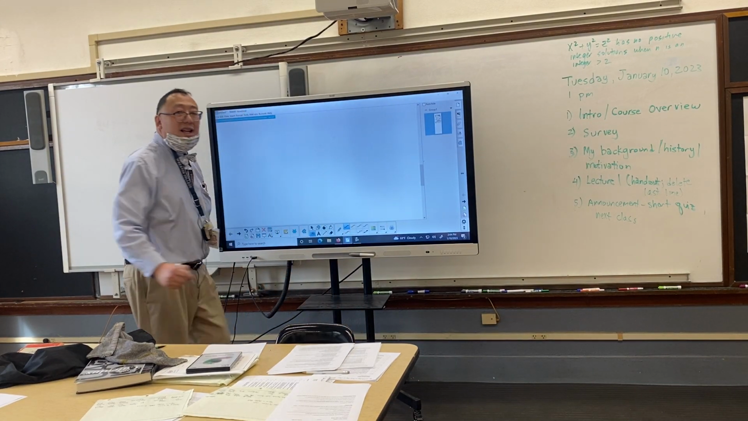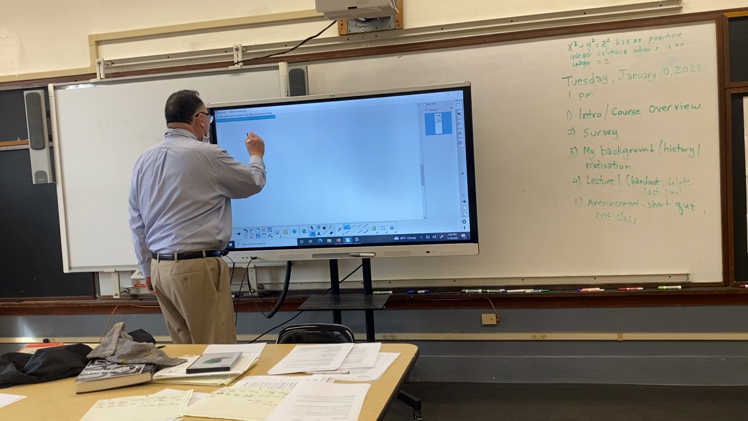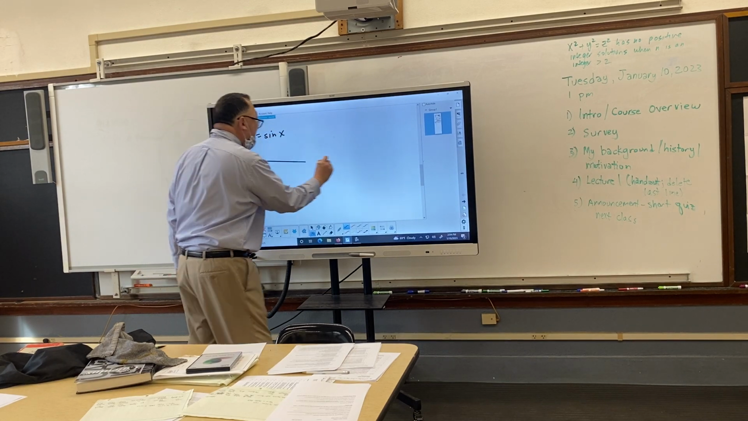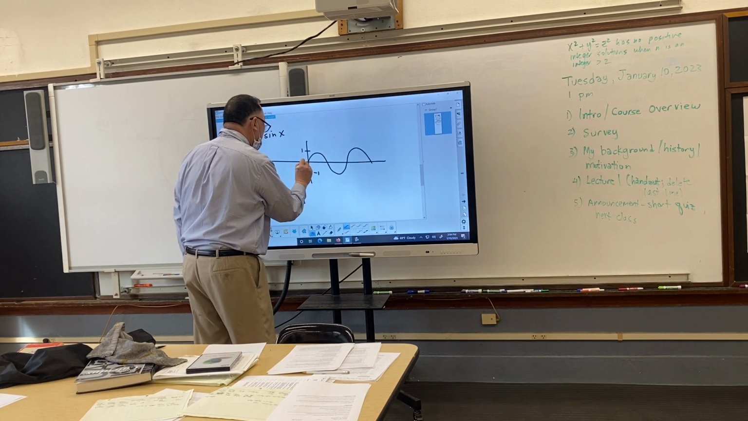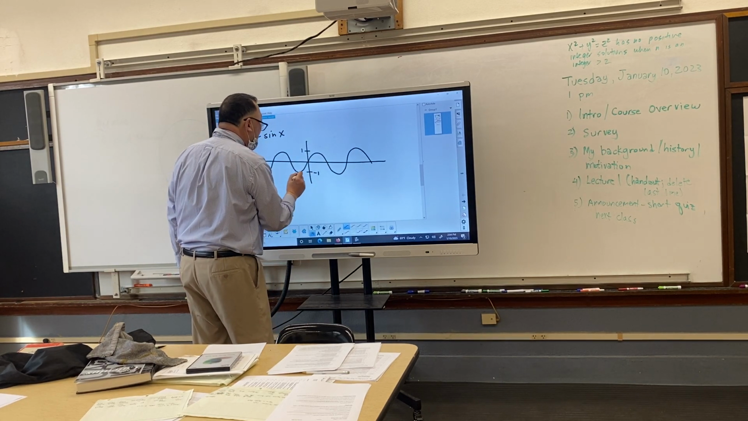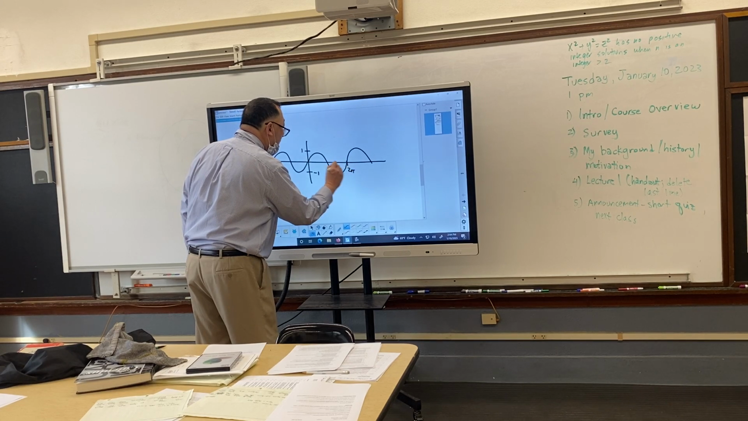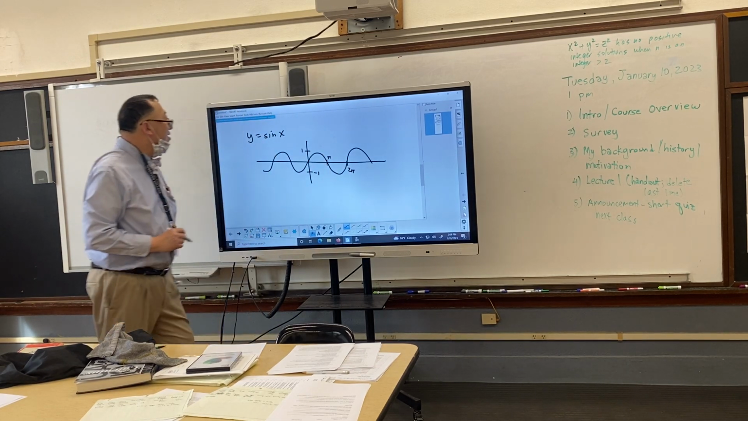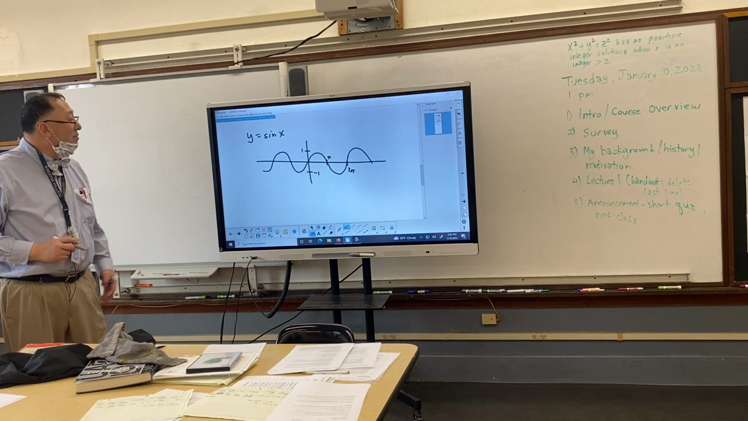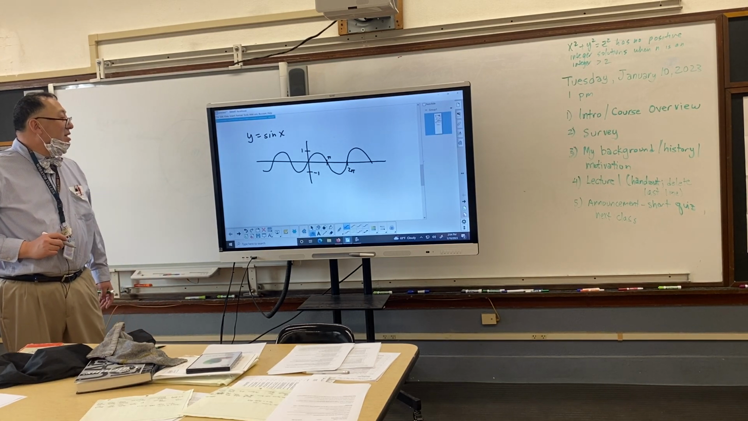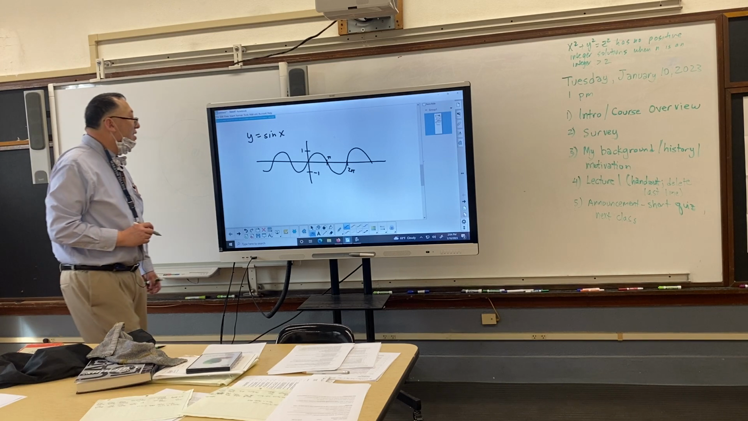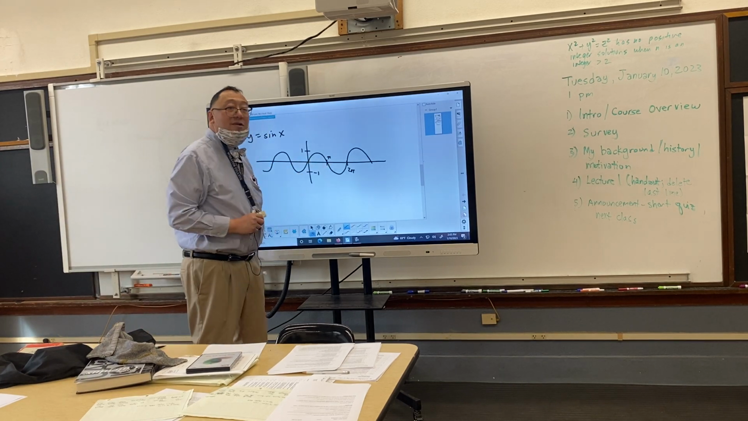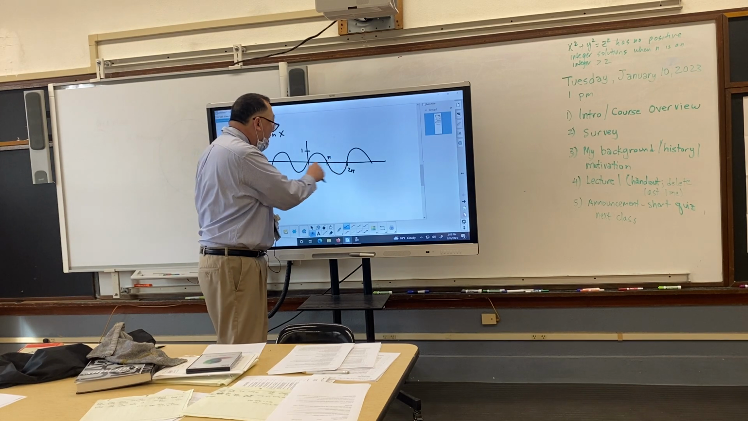So let's just look at the sine function. We'll look at y is equal to sine x. We graph it out, and we see the sine function is periodic. So every 2 pi, it repeats itself. So if I want to understand the sine function, all I really need to do is understand what happens between 0 and 2 pi. After you get past 2 pi, it repeats itself.